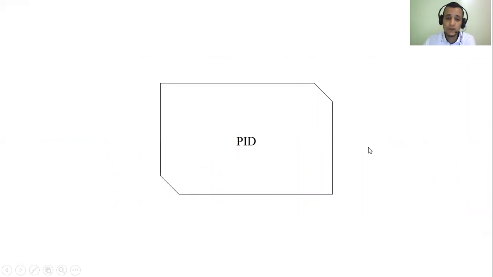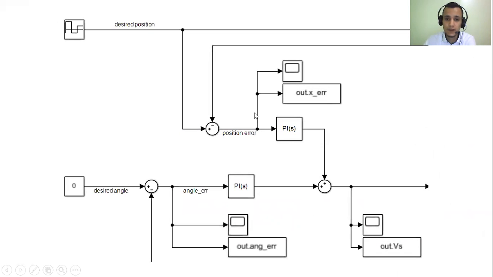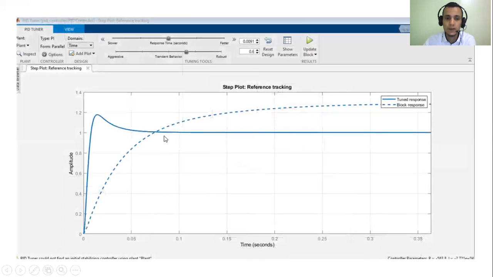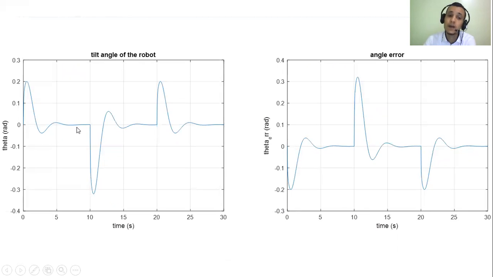Okay, we move on to the PID controller. We use 2 PID controllers, one to control the position and the other one to control the angle error. For the position, we have the error position. We use the MATLAB tool PID tuner to get the values of the P and I. We didn't use D, and these are the results we got. This is the desired position, and this is the actual position of the robot, and this is the position error. This is the tilt angle of the robot.